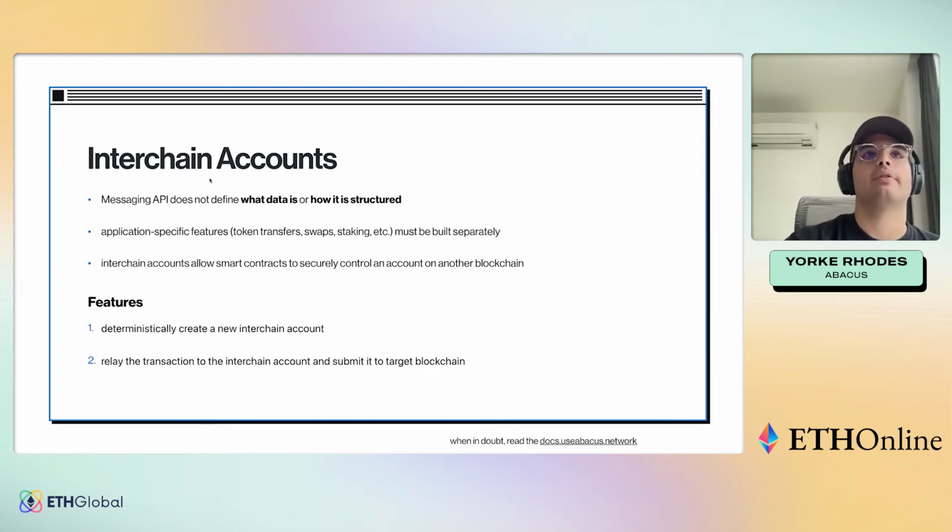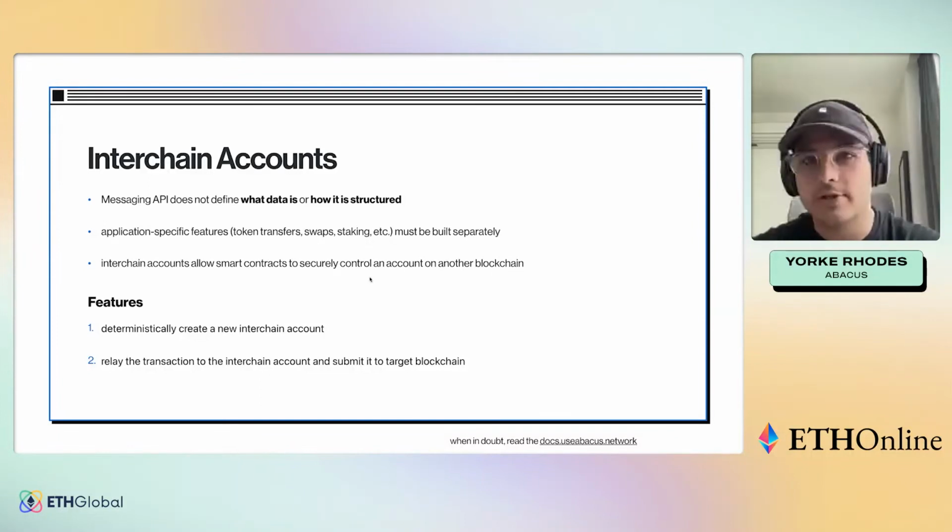And so this concept of interchain accounts subverts the idea of application specific encoding and receiving by just leveraging the existing ABI encoding in the EVM. At a high level, this concept allows smart contracts to control accounts on other blockchains in a way that minimizes security assumptions.